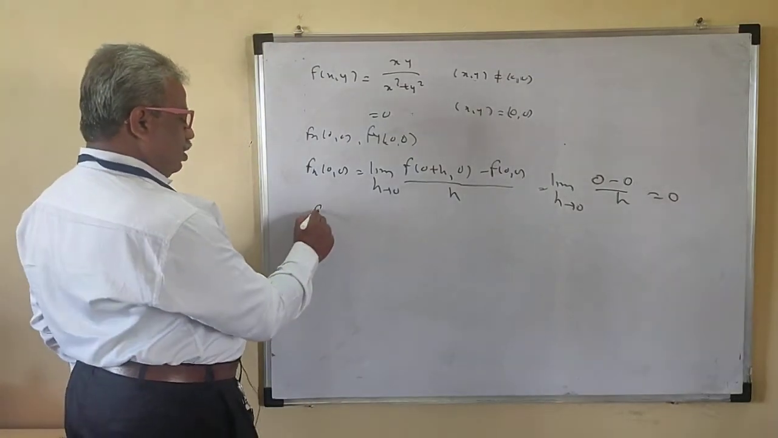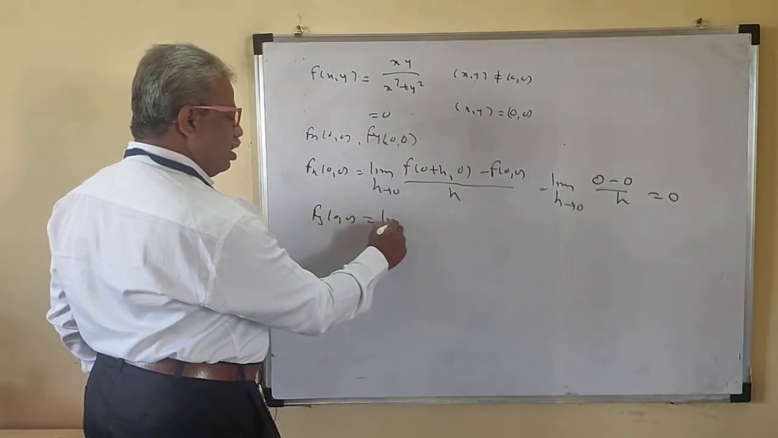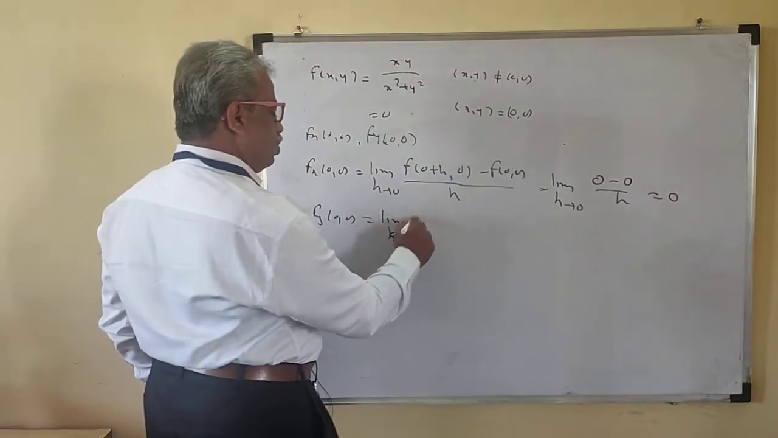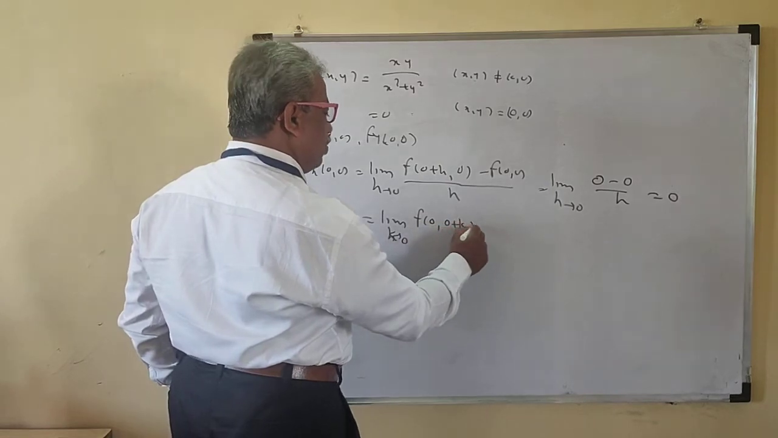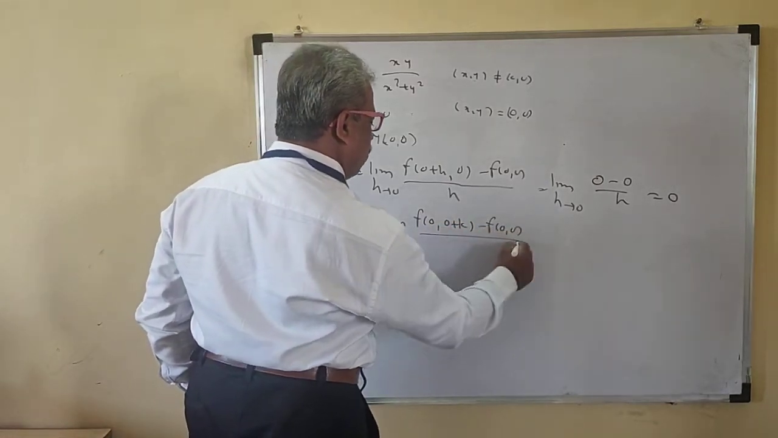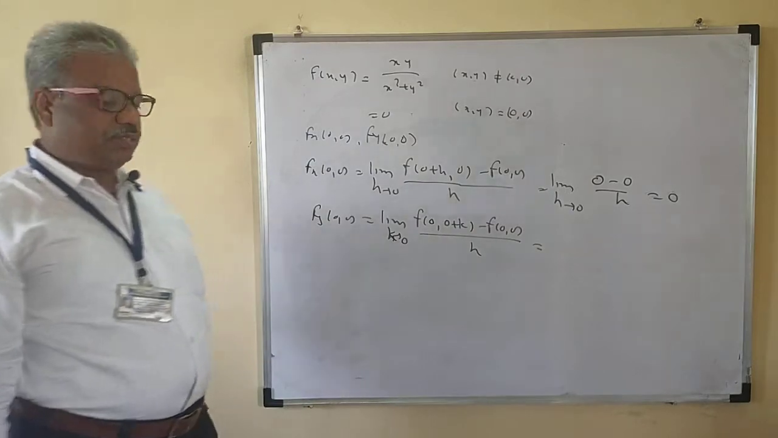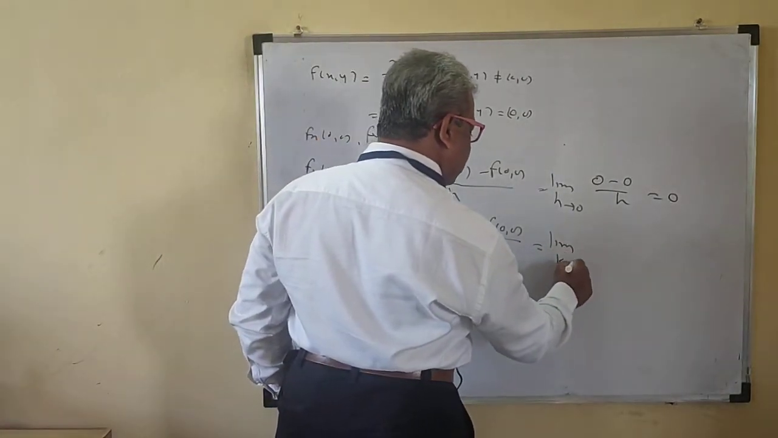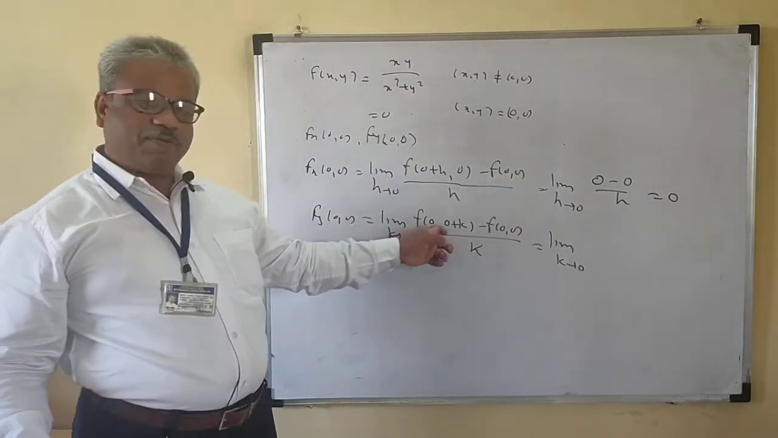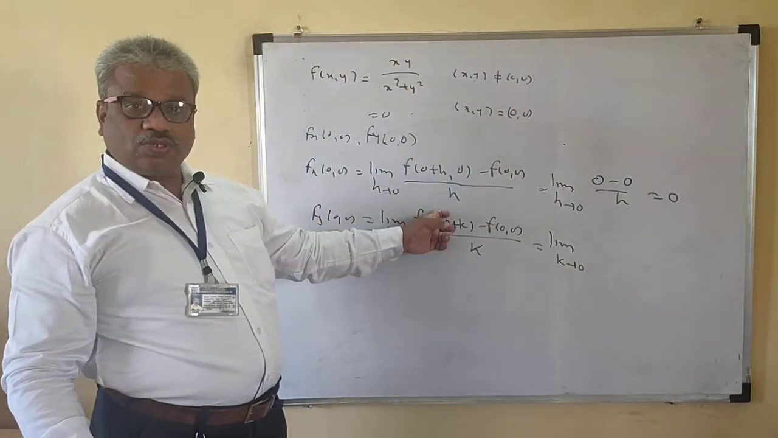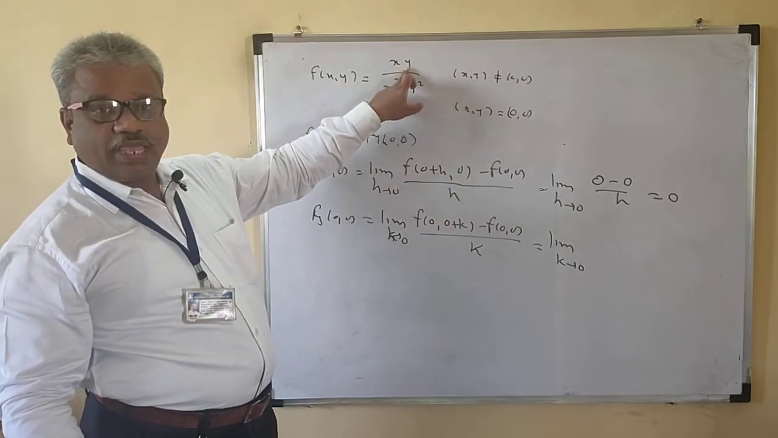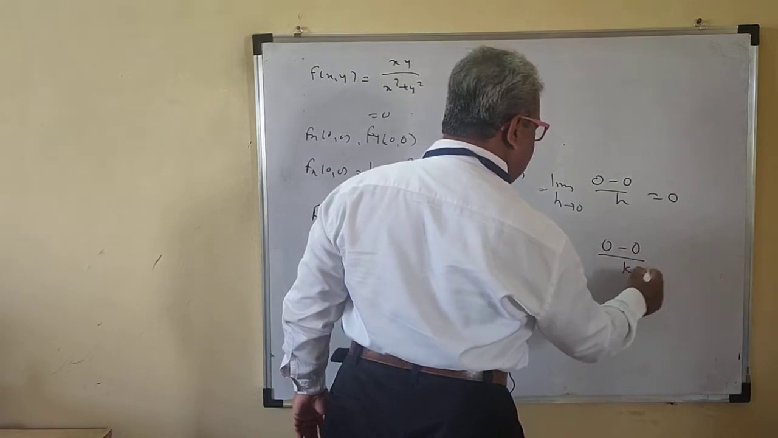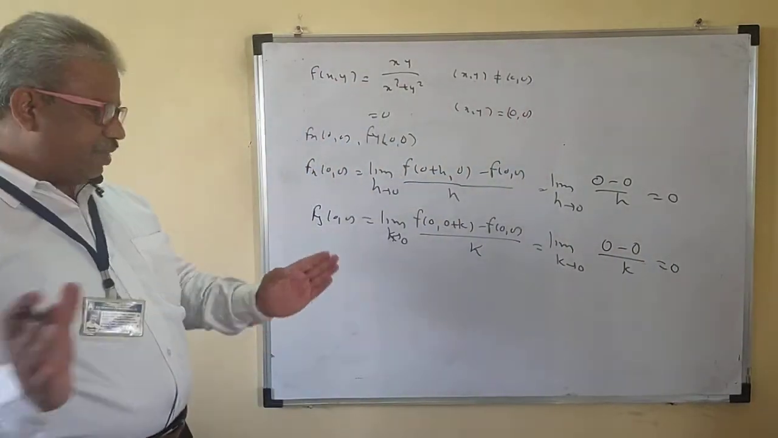Okay, very easy. Now this is fy(0,0). This is the limit as k tends to 0, you may say h tends to 0, it doesn't matter. So this is f(0, 0 plus k) minus f(0,0) upon k. Now f(0,k): here put x equal to 0 and y equal to k. So 0 into k is 0, and 0 upon anything is 0. Minus 0 upon k, again this is 0. Okay, very simple, right?